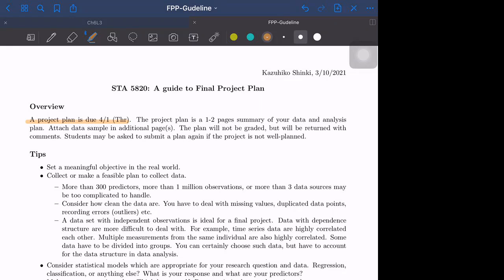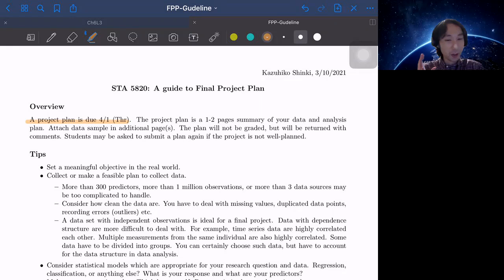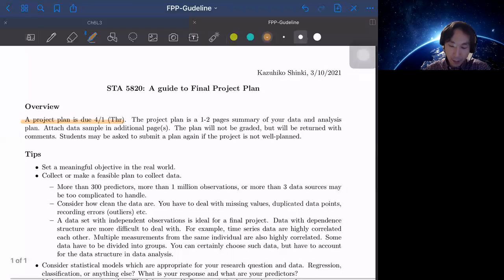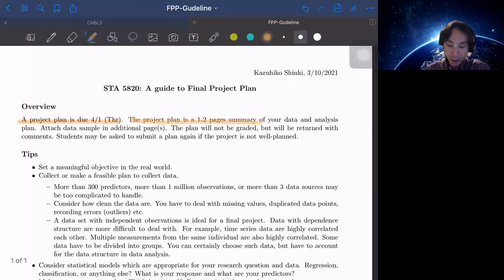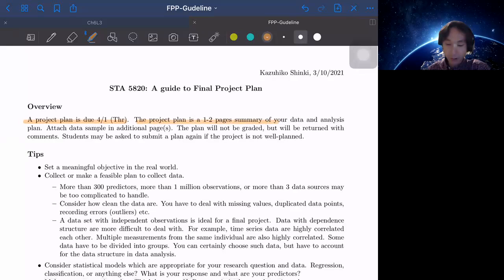Basically, at first, I would like to make sure that you are on track for a successful final presentation. That's the objective of the project plan. The project plan is just a 1 to 2 page summary of the presentation. You don't have to make the entire project by April 1st. So submit the plan by April 1st, and if it looks good and I make just small comments, then you can start the project.